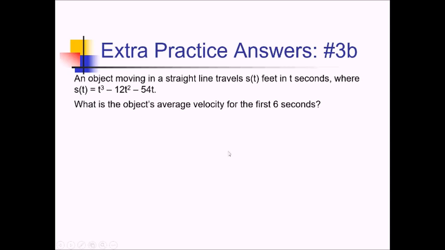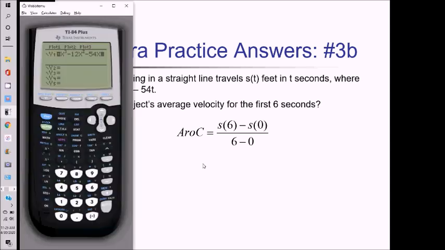For this problem, we want to know the object's average velocity for the first 6 seconds. So AROC, we basically have to do s of 6 minus s of 0 over 6 minus 0. To help me with that, let me go to the calculator. So to start me off here, I've just entered the s function as my y1. And then let me just quit out of that. So let me just do alpha trace y1, and I'll just plug 6 into that to see what that comes out to.